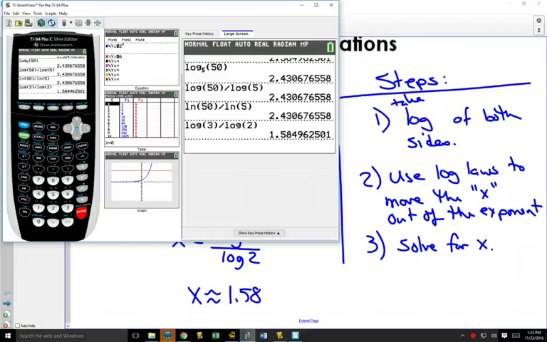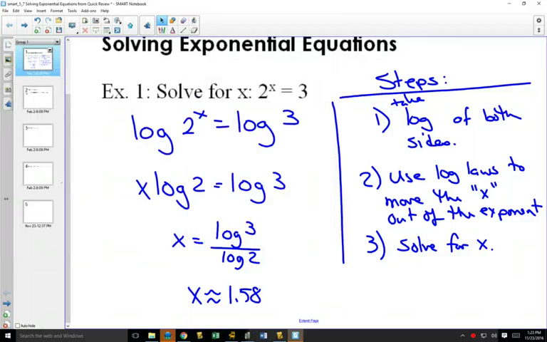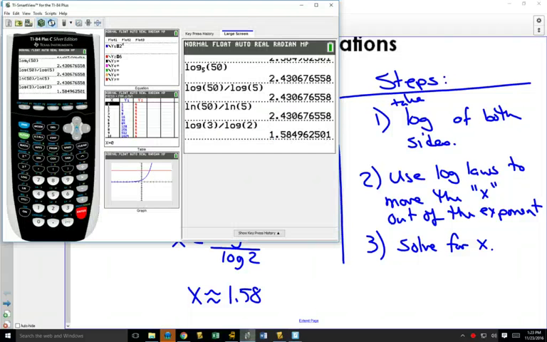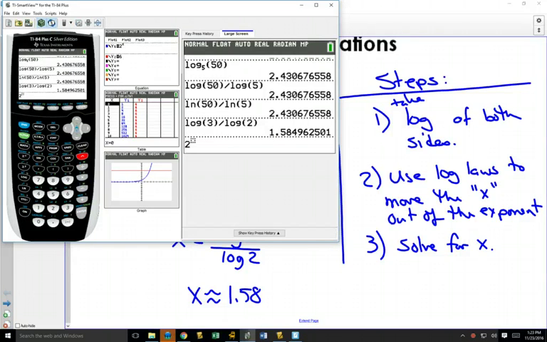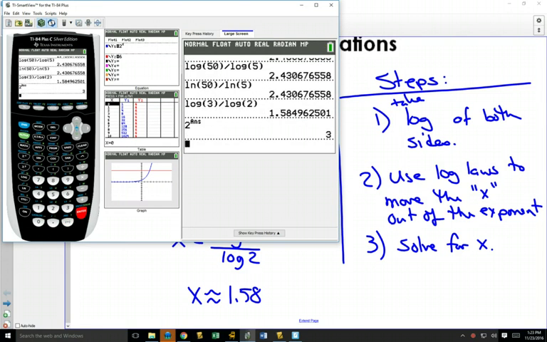You can take that answer and plug it back into the original equation. Two ways that you can go about doing that. One, the original equation was 2 to the x equals 3. So I can just go 2 to the power and collect my answer from before and see, does it equal 3? If it does, then I know I've got my answer completely right.